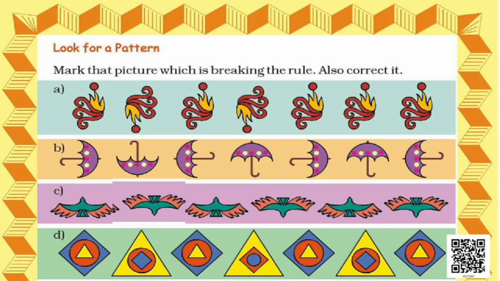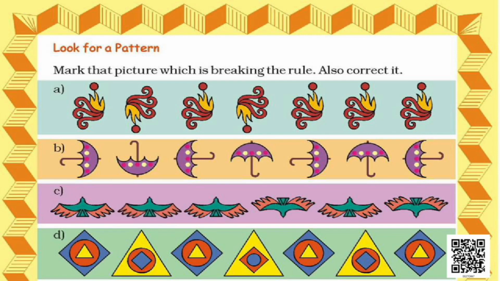Now you can check. First bird upward, second bird downwards, third bird upward, fourth bird downwards, fifth bird upward and sixth bird downwards. Now after correction, the birds are maintaining a proper pattern.